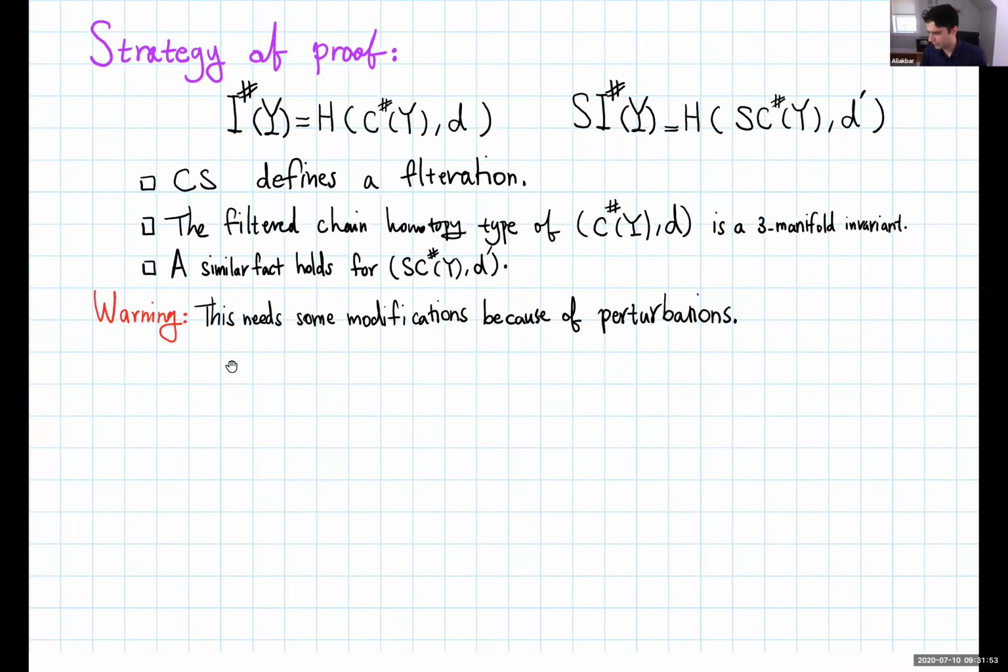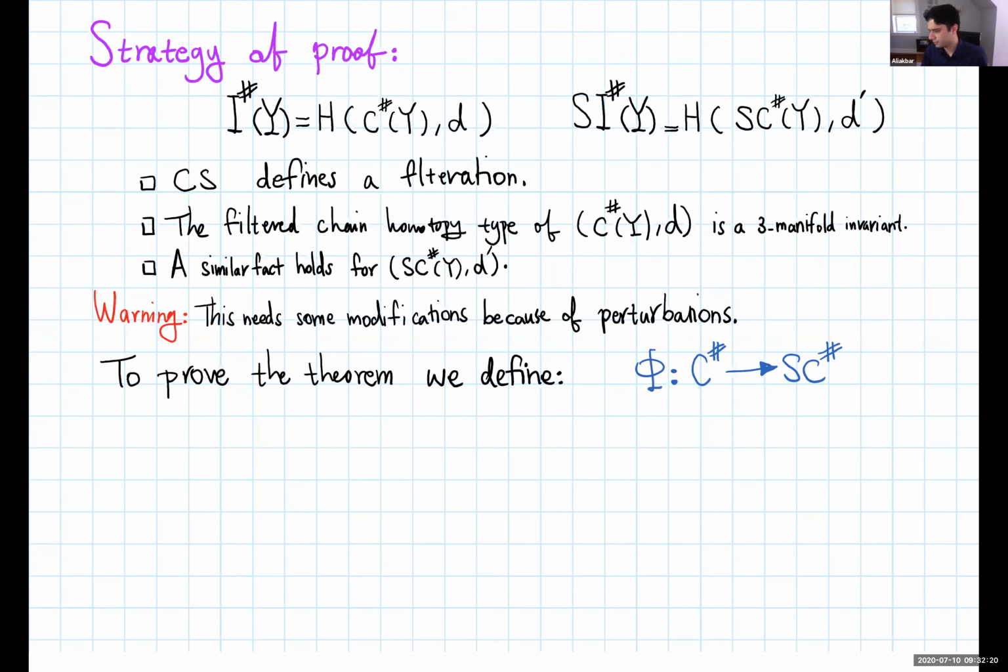Okay, so the warning here is that this is not quite correct. You have to make some modifications, because in general, for both of these two theories, you have to make some perturbations to guarantee transversality. But you can get almost filtrations by picking some perturbations and letting the perturbations go to zero.